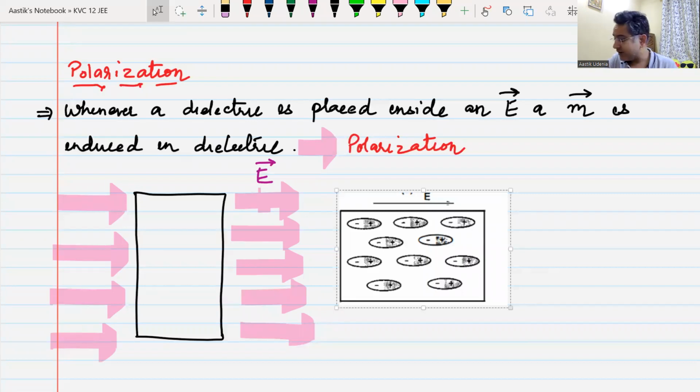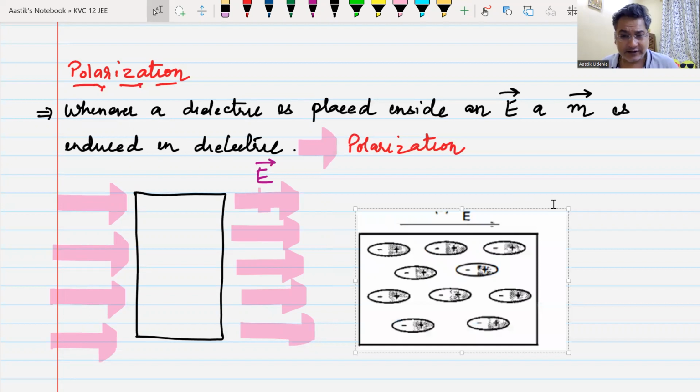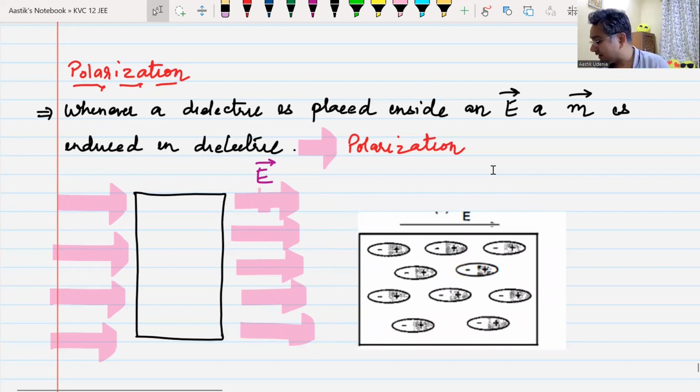I hope you can see this, right? You see this? We have applied an electric field on the dielectric, and all these dipoles get aligned. Do you see their alignment, everyone?